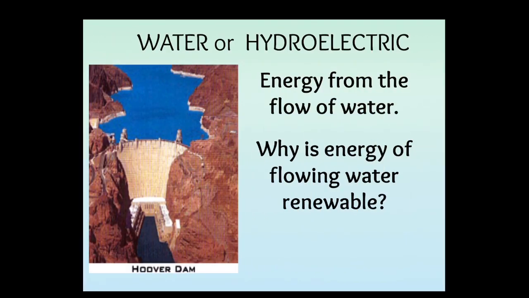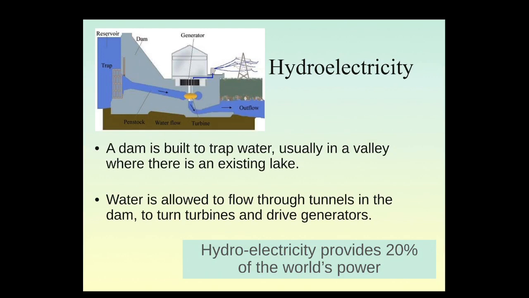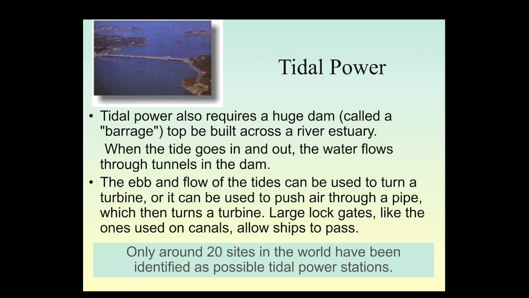Now water, or hydroelectric. We always have water on the earth. It doesn't matter if it's polluted or not, we can still use it as an energy source. That is why it is renewable. So how does this actually work? If you look at the picture, you can see they will build a dam to back up the water. Then the water is forced to flow through this tunnel that's going to turn the turbine, turn the generator to create electricity.